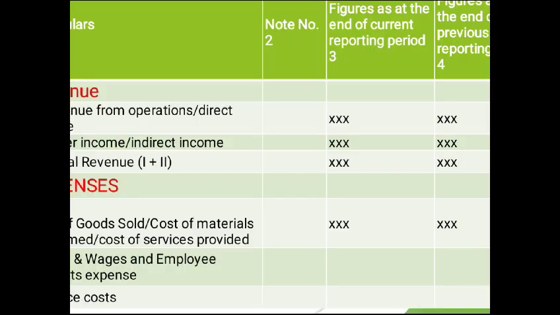Expenses. The first item is cost of goods sold. Cost of goods sold is nothing but opening stock plus purchases minus closing stock. Then cost of materials consumed and cost of services provided. The second heading is salary and wages of the employees and employee benefits. These are expenses relating to the employees, like salary, commissions, etc. The next heading is financial cost. Financial cost is nothing but interest-related expenses.